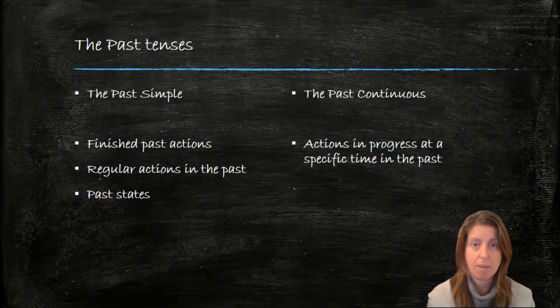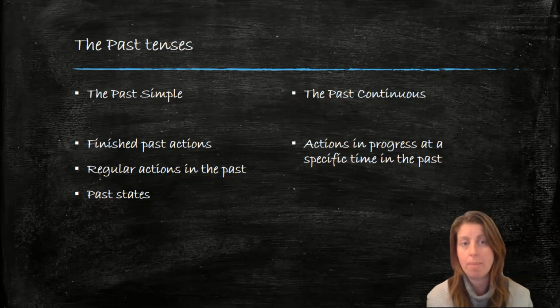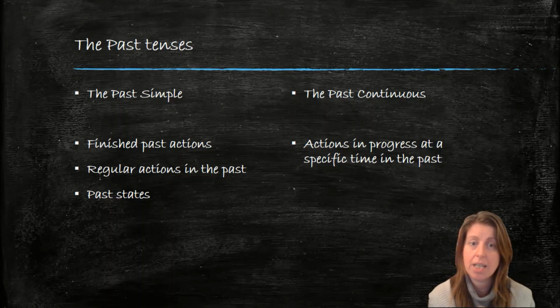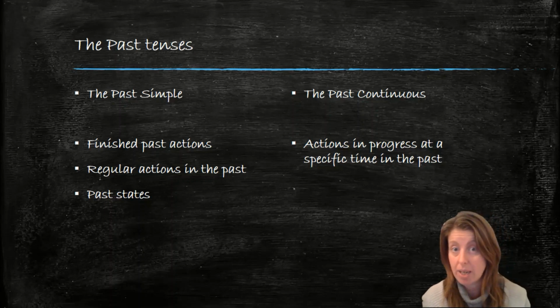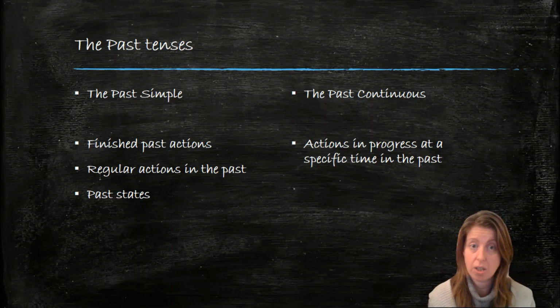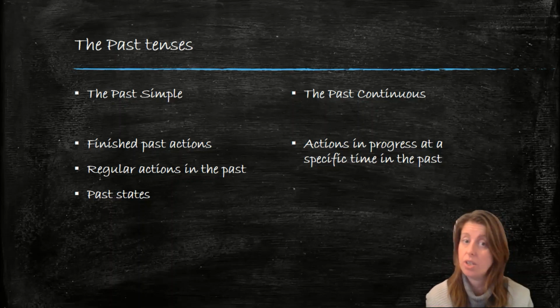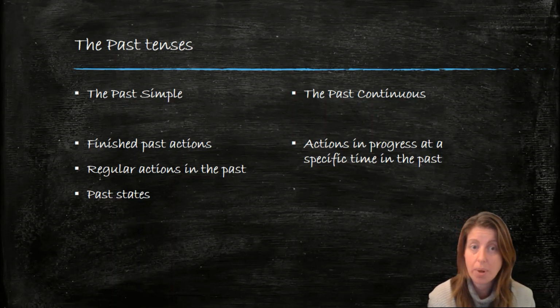So for example, she was driving home when the police stopped her. The activity of driving was interrupted by the police's action of stopping her. Okay, it can be an activity which started before and continued after an event in the past. I was cooking lunch when I heard the news. I continued to cook lunch afterwards.